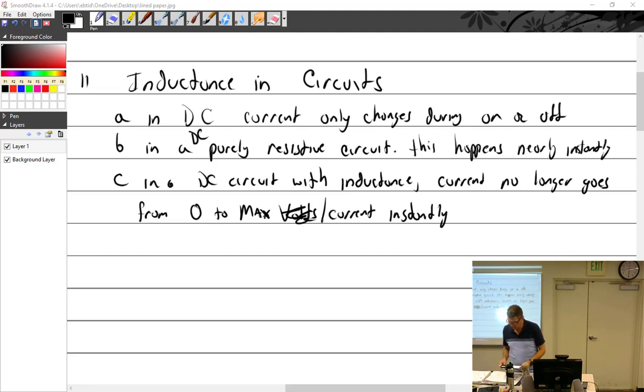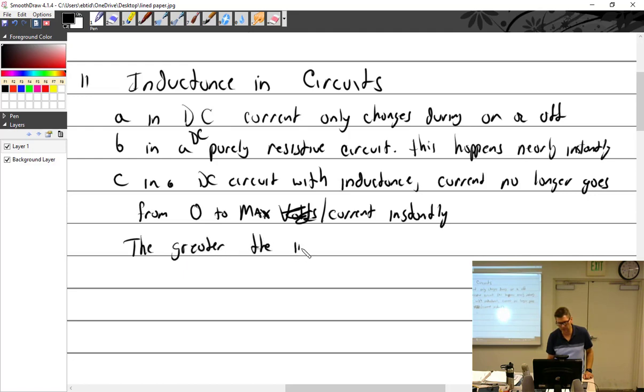And you're asking yourself, how long does it take? The greater the inductance, the longer it takes.